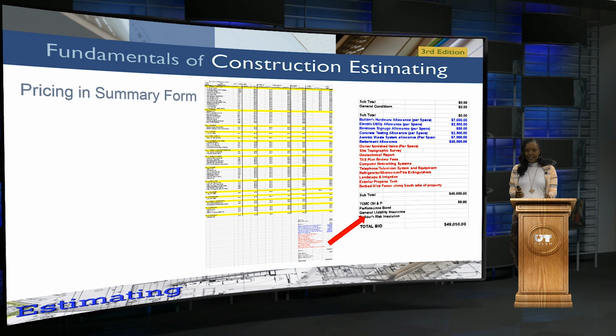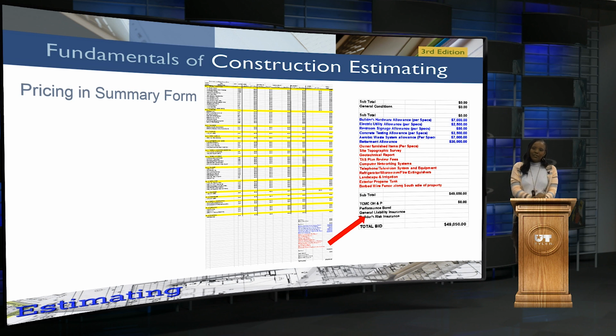And the last thing is, once you do have your overall summary of everything, you're going to add and include any kind of extra allowances that may be included. You're going to look at your overhead and profit. You want to include that in there. Okay, this is an overall summary showing you that after you do your overall estimate, you're going to have these extras that you're going to be including, okay?